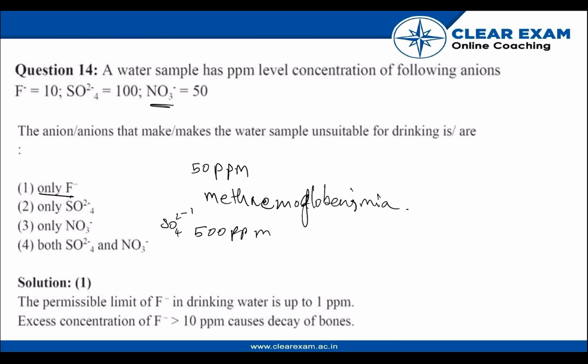F⁻: the maximum limit of fluoride is about 1.5 ppm. Its higher concentration converts enamel to the harder fluorapatite. Higher concentration causes brown mottling of teeth, and very high concentrations are harmful for bones and teeth. So the concentration of fluoride should not be more than 1.5 ppm. In this case, it is 10. So fluoride makes the water unsuitable to be consumed.